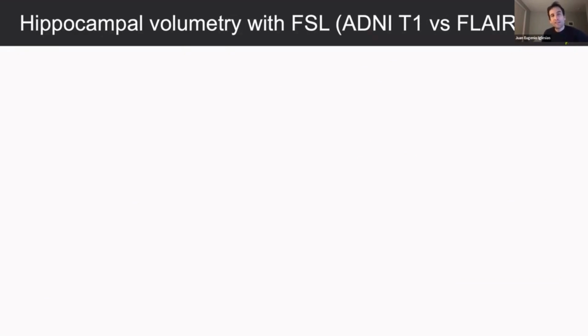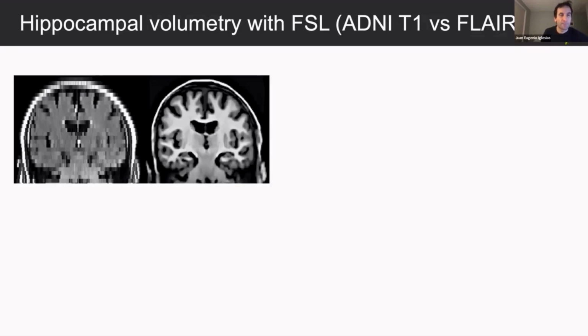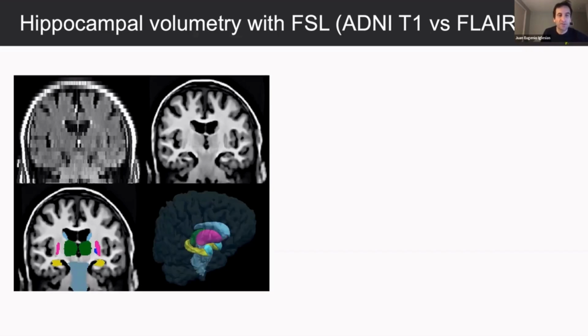So we used the ADNI because we have the T1s that are 1 millimeter isotropic, and they are our silver standard, and we have the FLAIRs. So this is your axial FLAIR. You can push it through SynthSR and get this fake 1 millimeter T1. That one you can analyze with FSL and get your segmentations that look like this. And then you can use FSL on the real T1s and use them as ground truth, right?